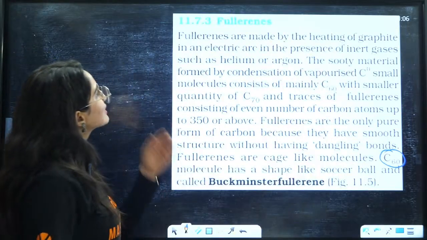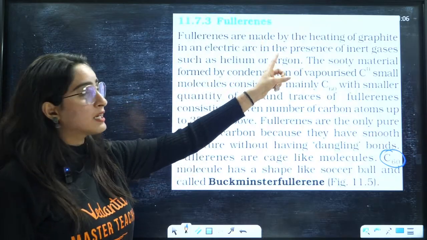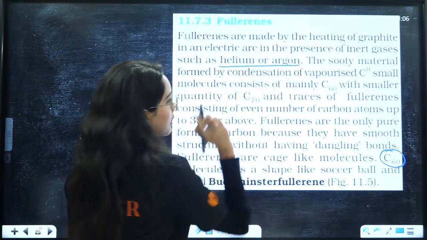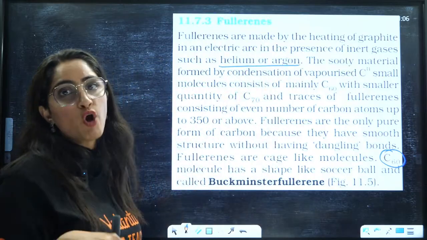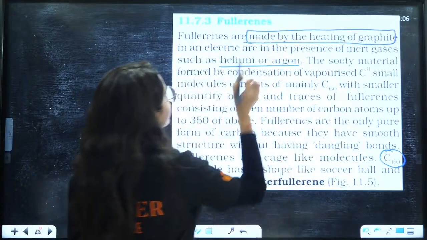First is that fullerenes are made by heating of graphite in an electric arc in the presence of an inert gas such as helium and argon. So it is prepared from graphite. That is the first important part. Made by heating of graphite, right?